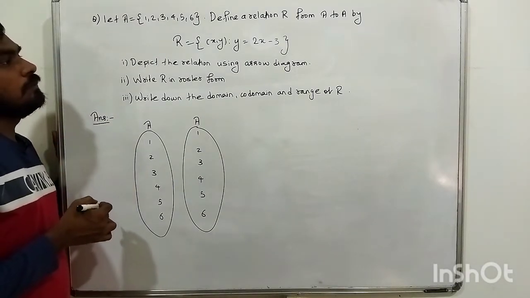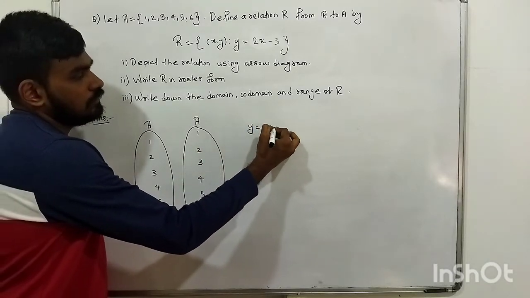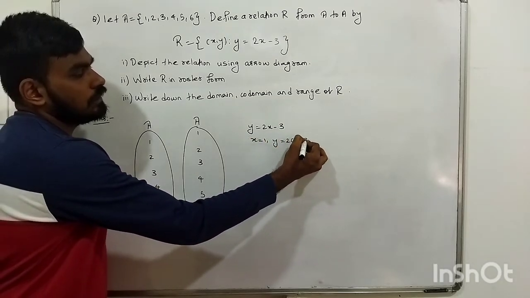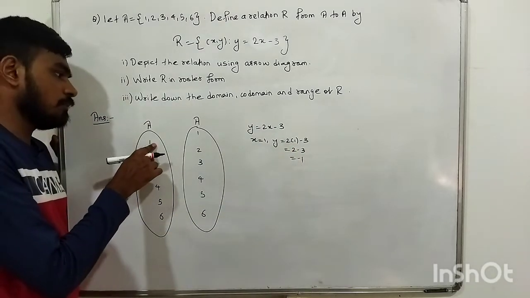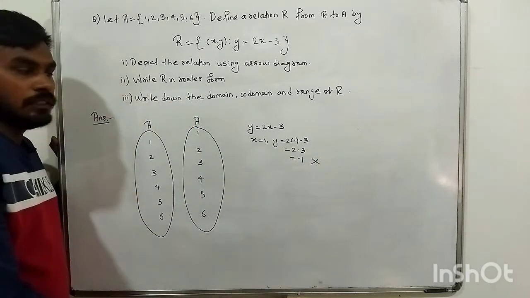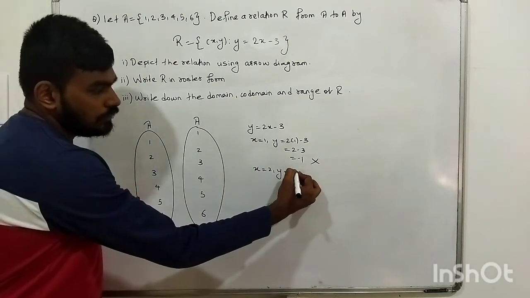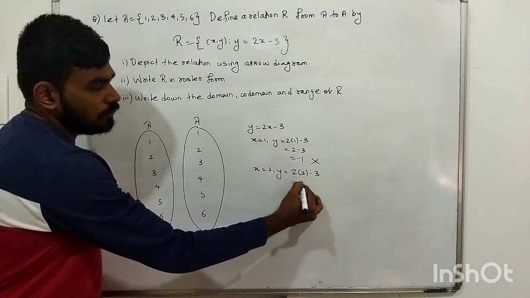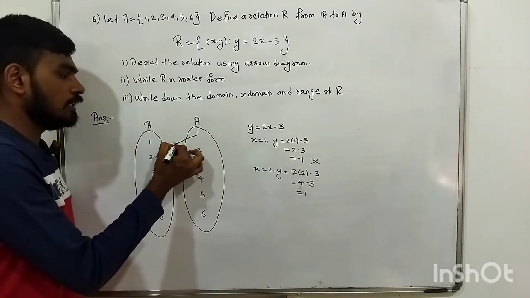Now, first the arrow diagram. So y is equal to 2x minus 3. If x is equal to 1, what will be y now? y is equal to 2 into 1 minus 3. So 2 minus 3, which is minus 1. When x is equal to 1, y is equal to minus 1. But here there is no minus 1, so this we can't take. Okay. First thing. When x is equal to 2, what is y? y is equal to 2 into 2 minus 3. So 2 into 2 is 4, 4 minus 3 is 1. So when x is equal to 2, y is equal to 1. So 1 is there, so we can relate this. Okay.